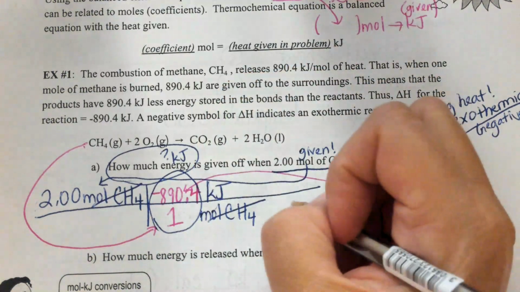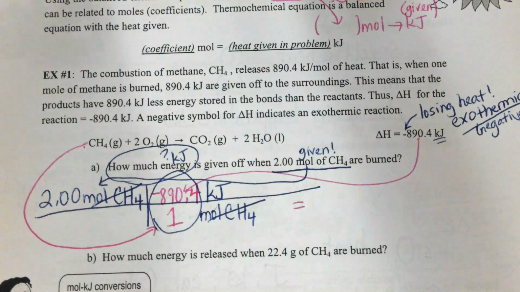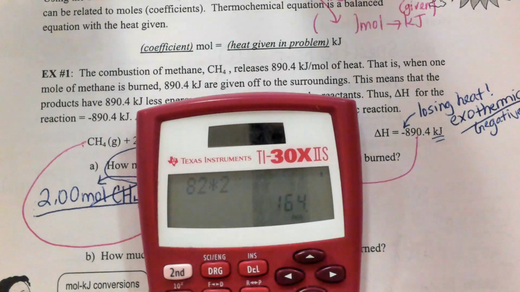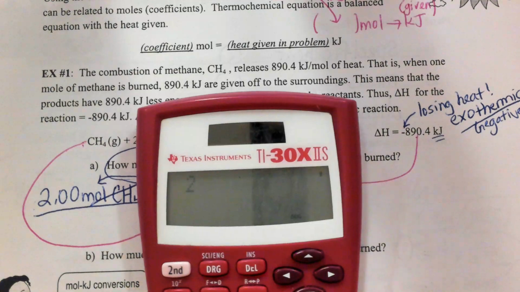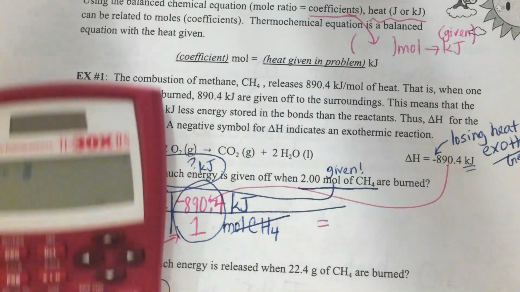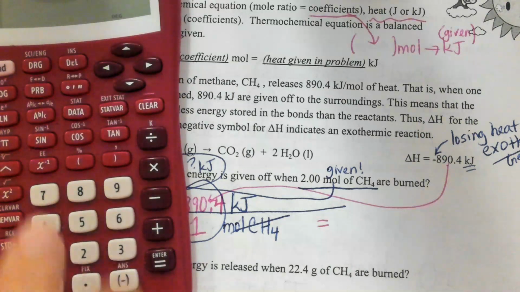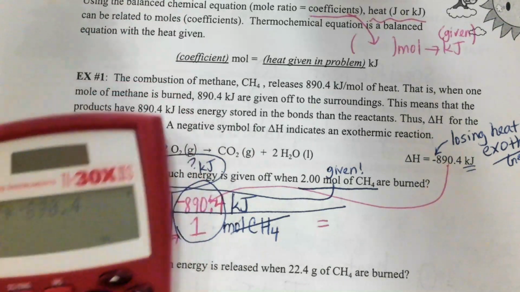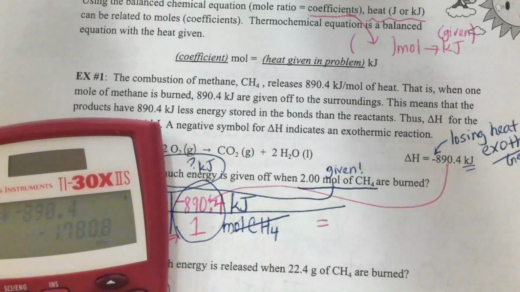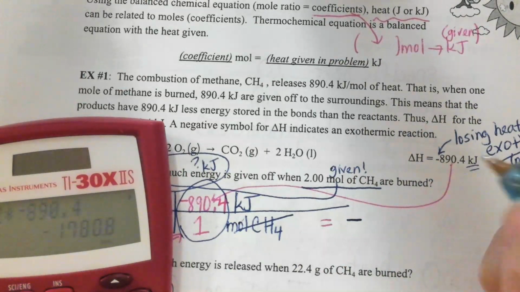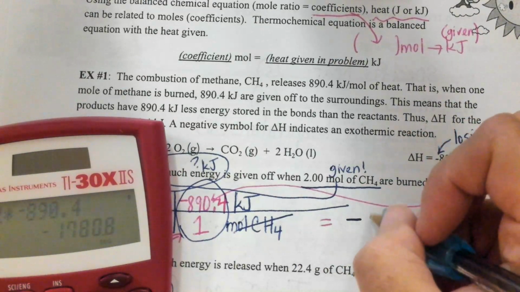And so now all I have to do is calculate. Let me start with my given. We have to turn on our calculator. 2.00 times, because it's on top, negative. The negative sign is way down at the bottom, but you can also just make it negative at the end. 890.4. Now we're dividing by 1, which won't change it. So now we have our answer. It is negative. Please don't forget that, because the negative times a positive will be a negative.